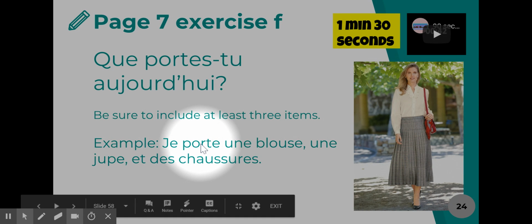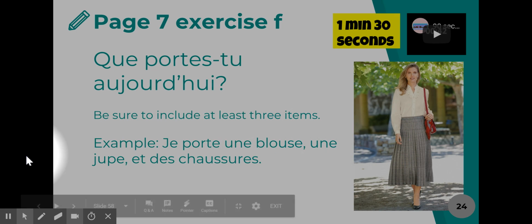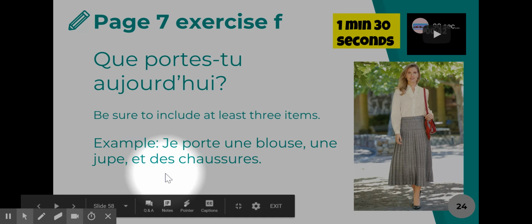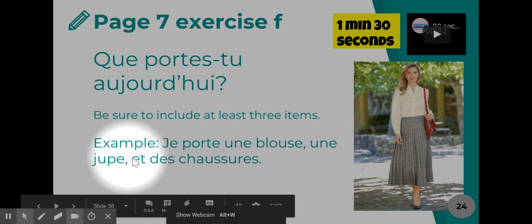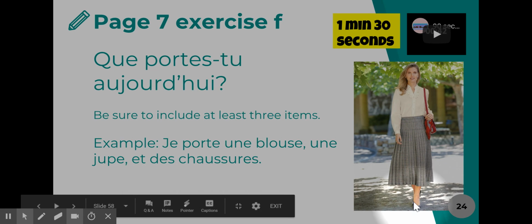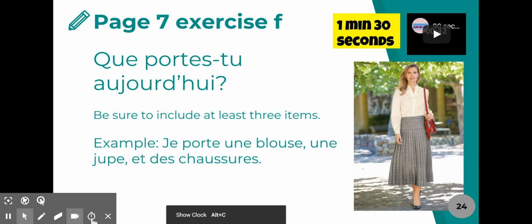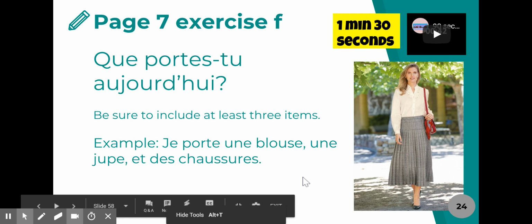So you're going to write je porte and then an item that you're wearing, another item that you're wearing. Et means and, and then your other item that you're wearing. For example, this lady put je porte une blouse. So je porte une blouse. Okay. Une jupe. So then she put une jupe et des chaussures. Et des chaussures. So go ahead, write what you are wearing today. Guest teacher, please pause the video and give students 1 minute and 30 seconds.